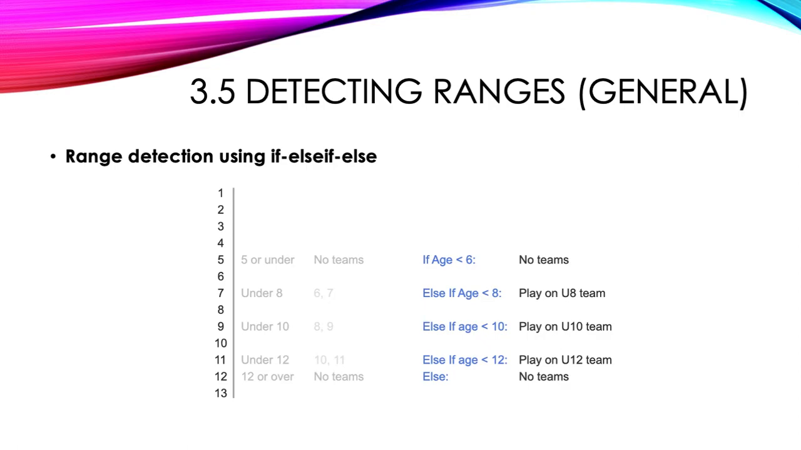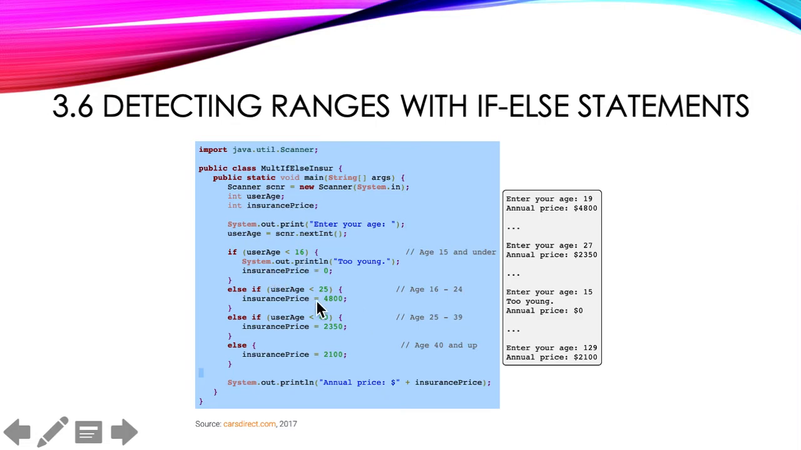Here is the example. So you enter age 19, so in this case it falls in this category, which is less than 25. Insurance price, this is reference to cardirect.com. So you have 4008. And in the event of 27, it will fall here, 2350. This is quite common practice in insurance. As you age, your insurance gets cheaper, or discount.